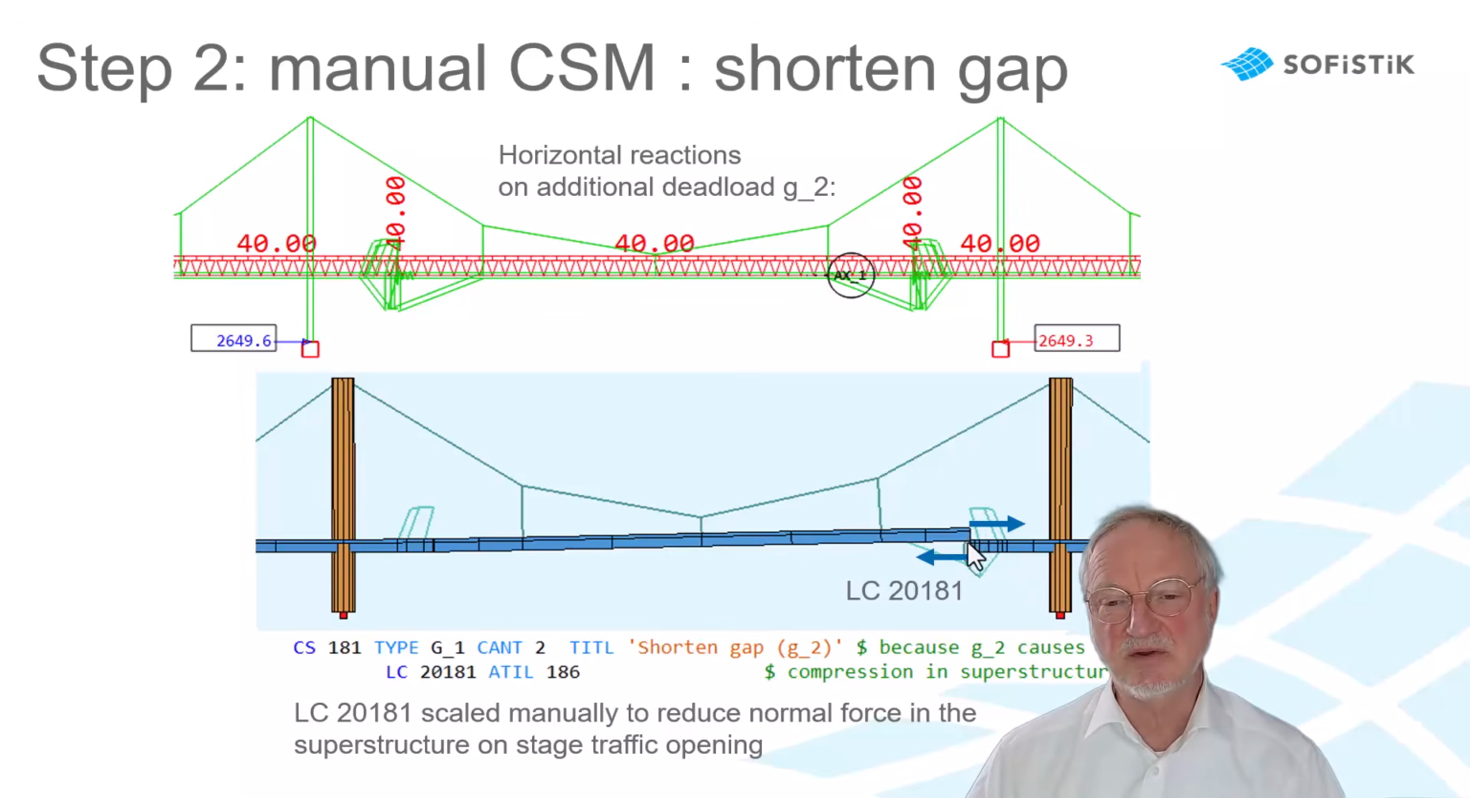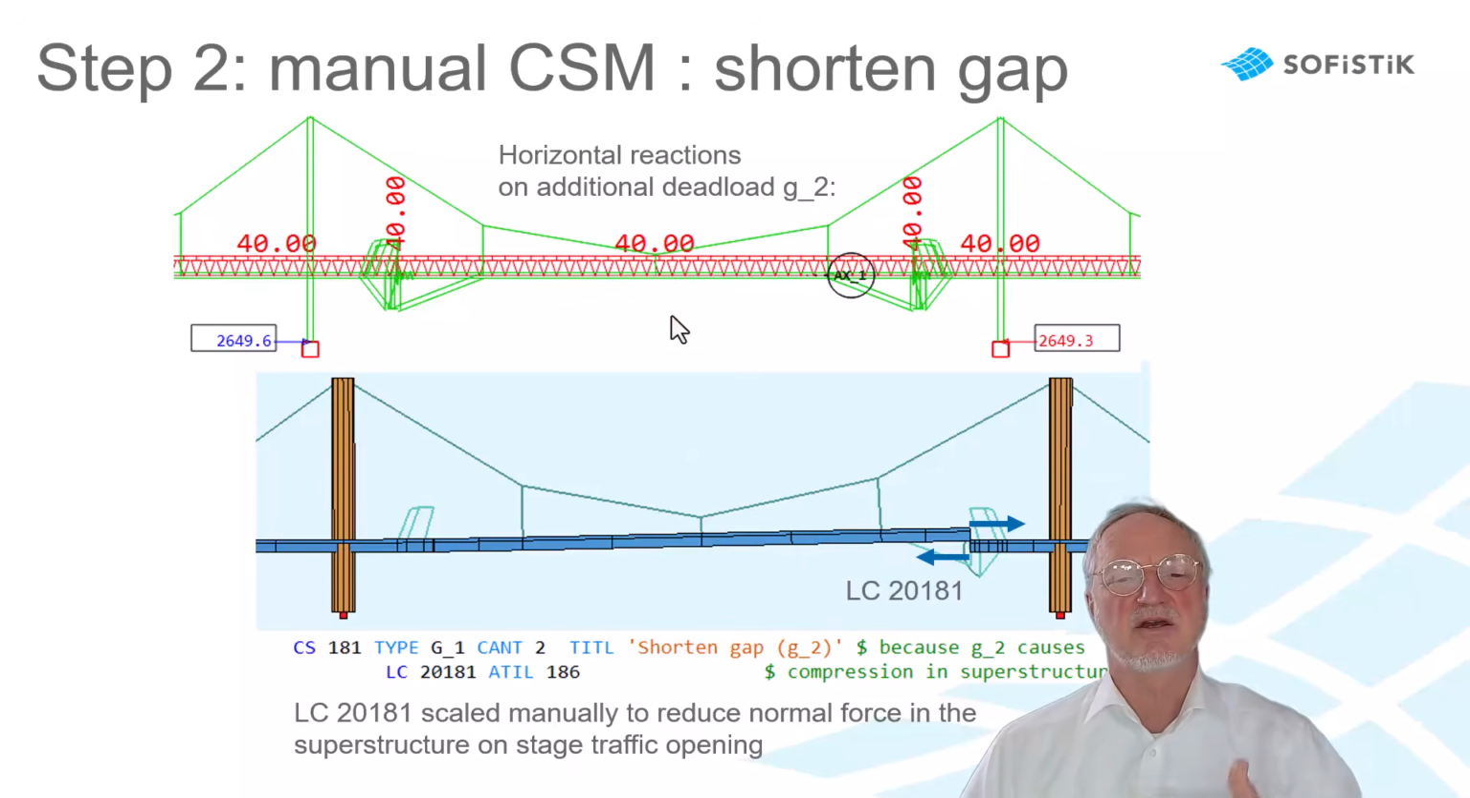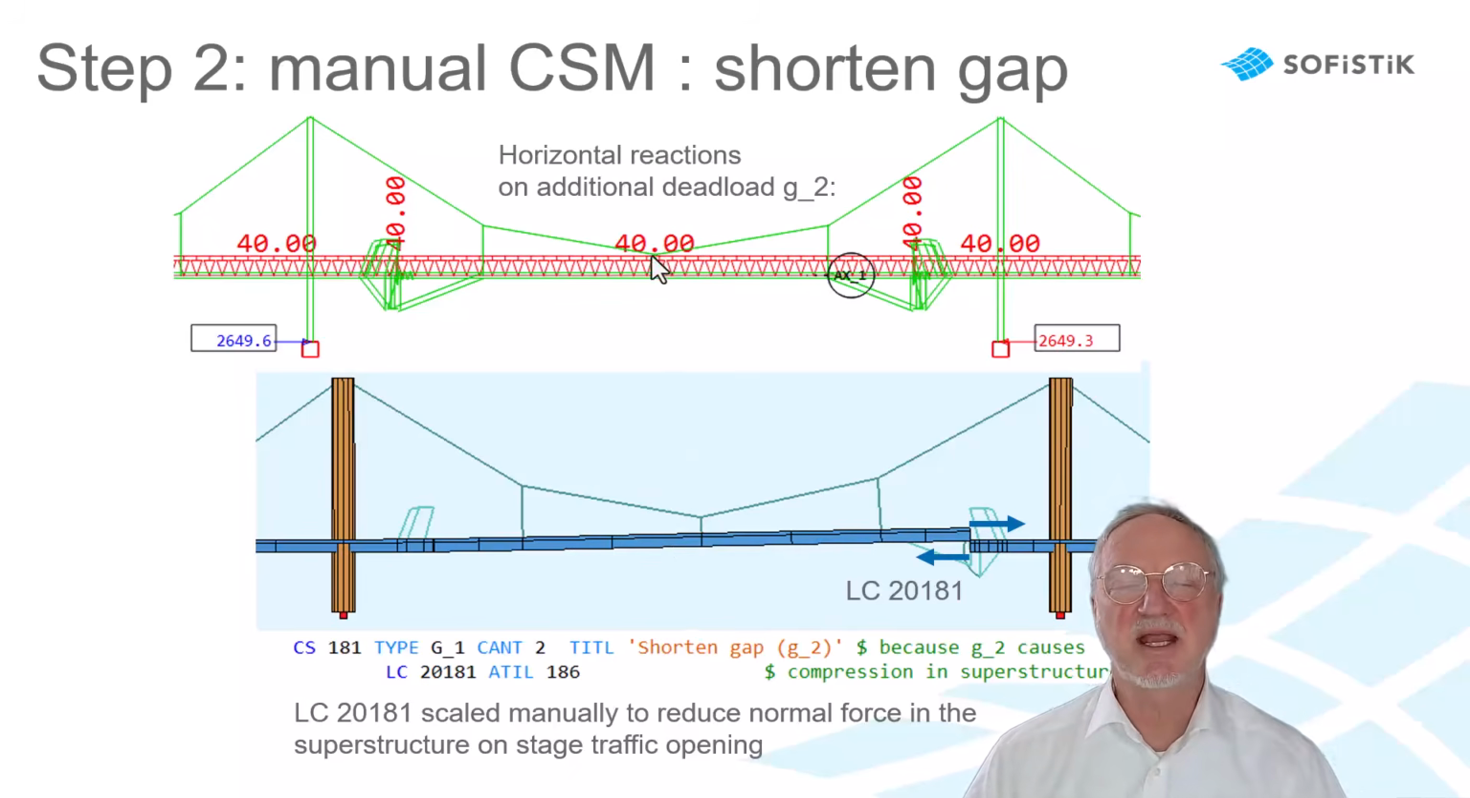Then we close the gap. We have the tangent normal force in the system, and when we then apply the additional dead load, the tangent is eliminated and we do not get any normal force at traffic opening. This, of course, only appears when you have here a fixed connection between the pier and the superstructure.